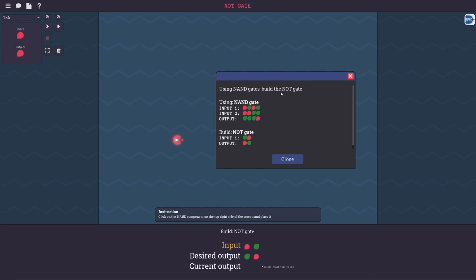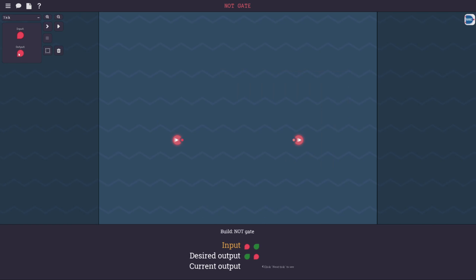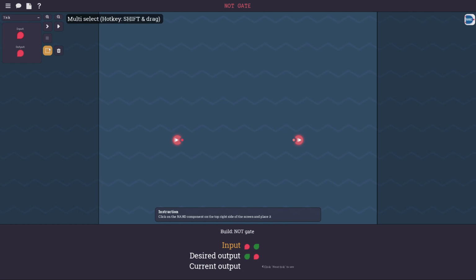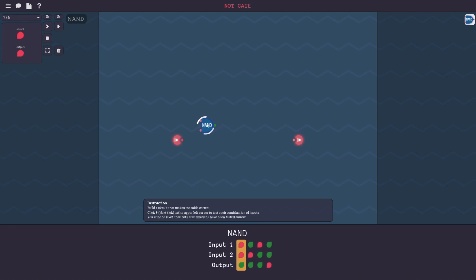Using NAND gates, build the NOT gate. So using the NAND gate, build a NOT gate. So here's the truth table. Okay, so how does this work? Next, run, reset, multi-select. Oh, is this wires? Okay, cool. And then NAND is up here.